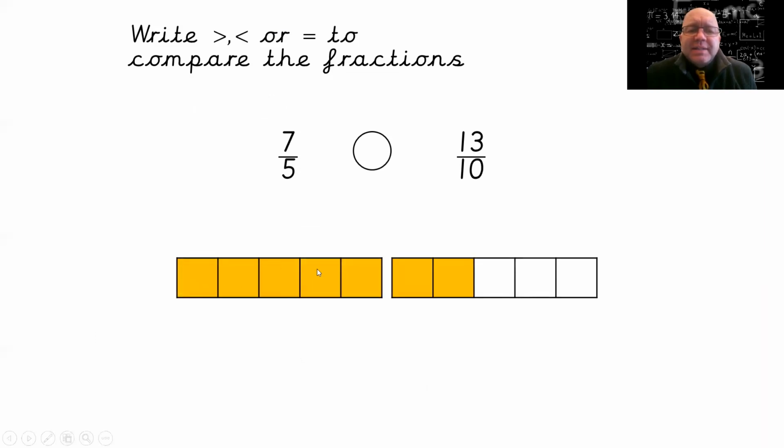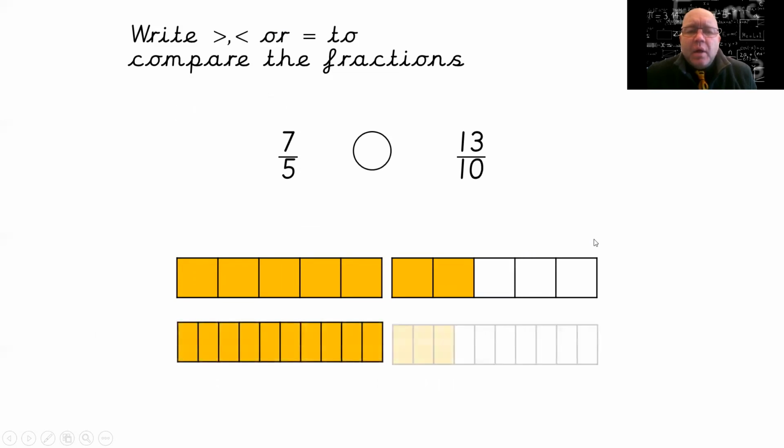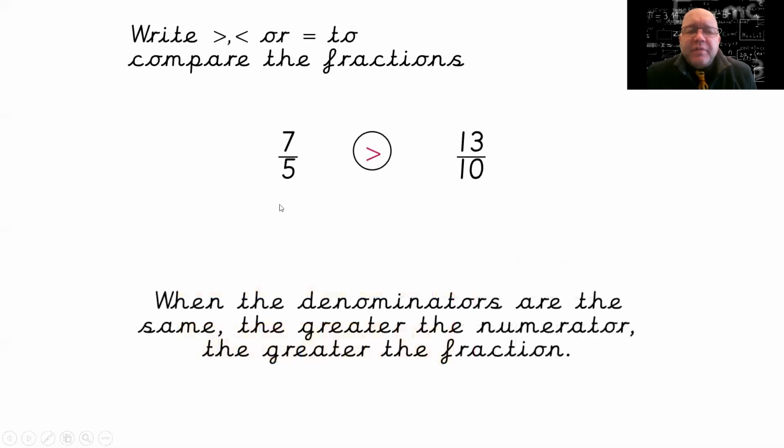Right, well, there's our 7 fifths, 5 fifths and 2 fifths. And there's our 13 tenths, 10 tenths and 3 more. And you can see from the bar model that the 7 fifths is bigger. Now let's see if we can prove that with a calculation, because we can't be drawing bar models all the time. For a start, it takes time, but it's also very difficult to get them accurate. So we know that 7 fifths is bigger, but let's prove that mathematically.